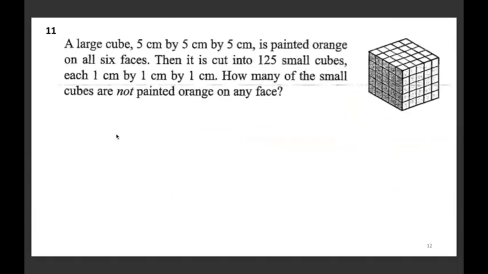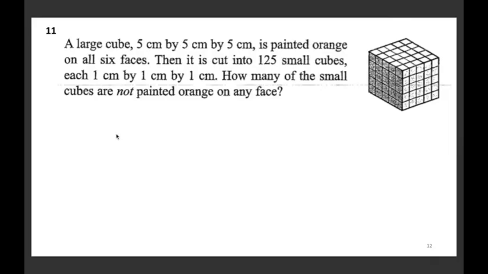A large cube 5 by 5 by 5 centimeters is painted orange on all faces. Then it is cut into 125 small cubes, 1 by 1 centimeter cubes. How many small cubes are not painted orange on any of the faces? On any of the faces, okay?